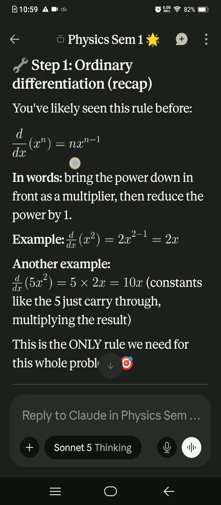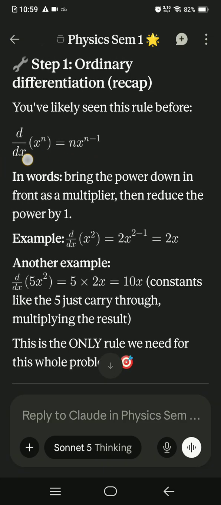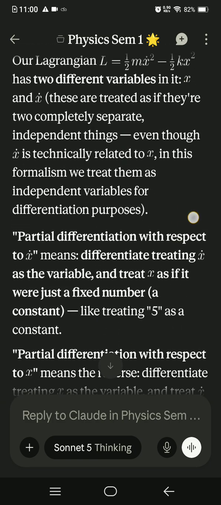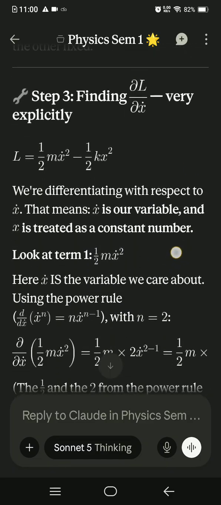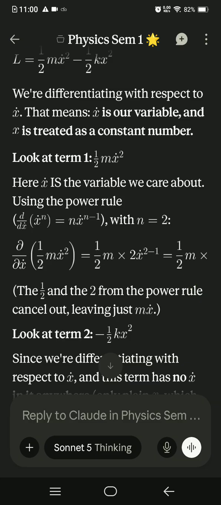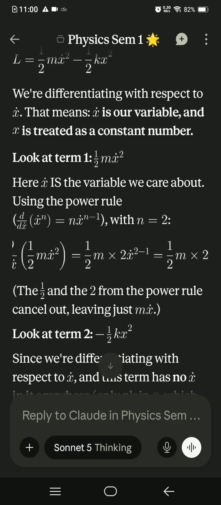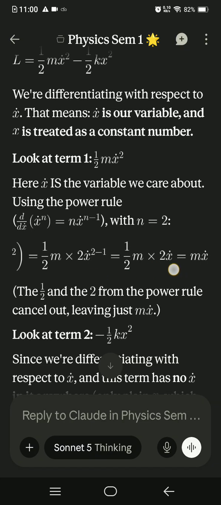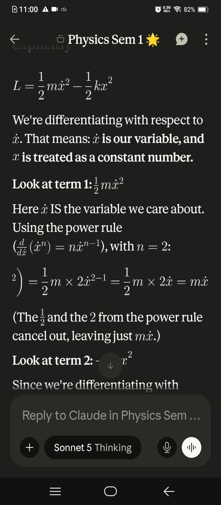Since you know the rule for differentiation, if x^n is there then it becomes n x^(n-1), right? So x squared becomes 2x. Similarly, we had this formula. Let me show you. Here you go. So m will be constant in our case, m is not changing, only x and x dot are changing. So x dot raised to power 2 would become 2 x dot raised to power 2 minus 1, 2x dot leading, and then this 2 is going to cancel out and we are going to be left with m x dot.